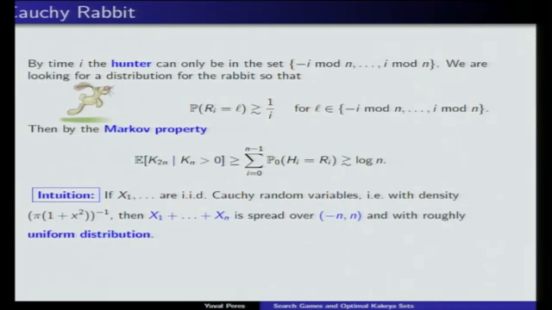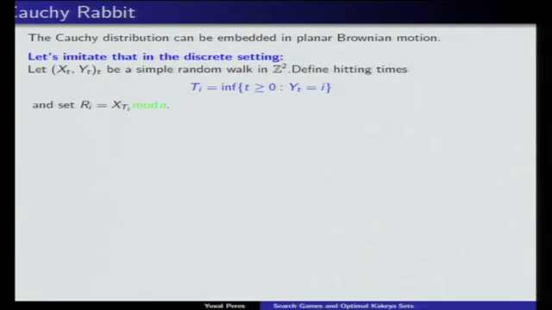So for Cauchy random variables, we know that the sum is spread over, well, it extends further on, but in the interval minus n to n, the density is bounded below. So to get this in the discrete setting, what we do is we actually simulate that construction in the discrete setting. So finally, what the rabbit will do is something like the following. Maybe I'll draw it here.